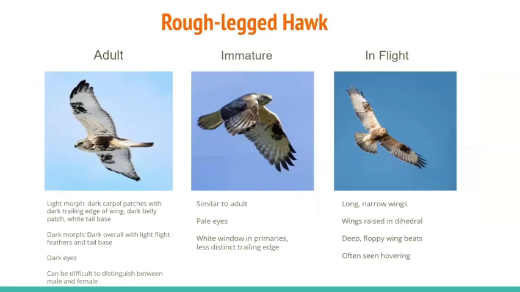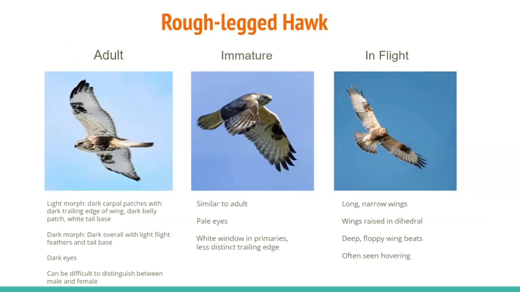So for adults, we actually have two main morphs, the light morph and the dark morph. The light morph rough-legged hawk has these very dark carpal or wrist patches, again with a very dark trailing edge on their wing. They also have a very dark brown belly patch and a very white tail base. Oftentimes that's the first thing you pick up on when you see a light morph, just that flash of white from their tail.